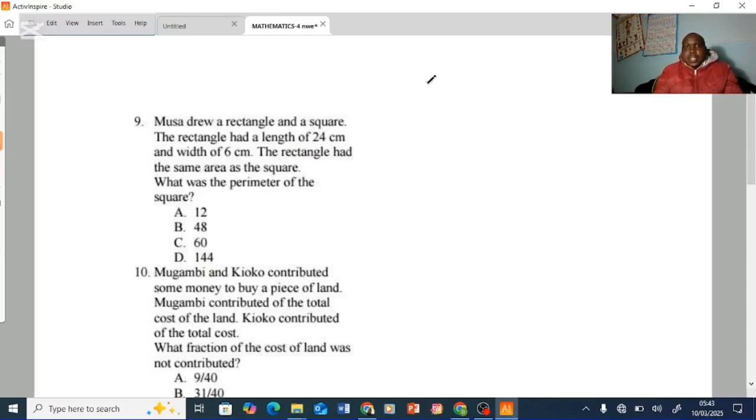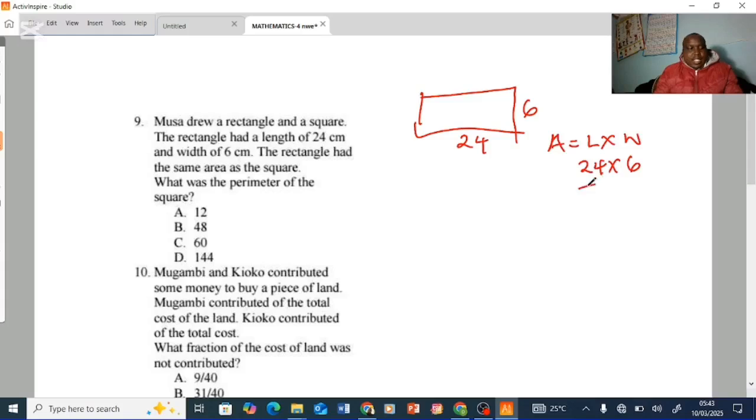So let's start with the rectangle. The rectangle is 24 times 6. So let's get the area of the rectangle. Area of a rectangle is equal to length times width. 24 times 6 gives us 144 centimeters squared.